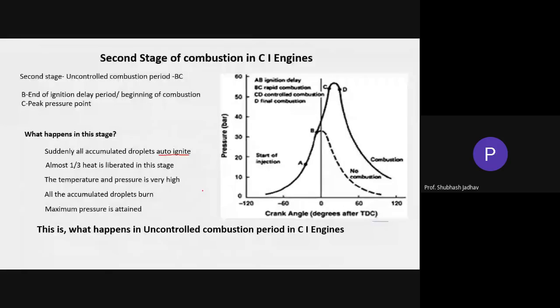The temperature and pressure rise rapidly, suddenly.